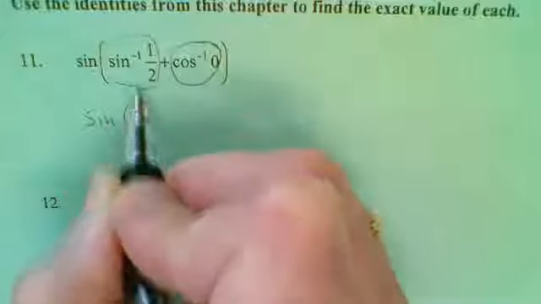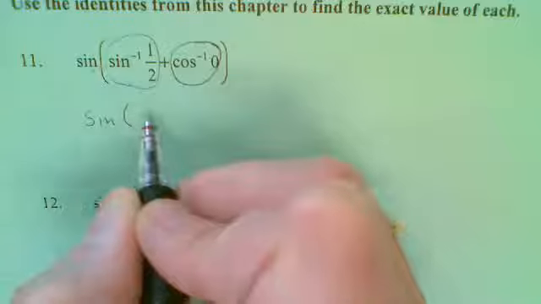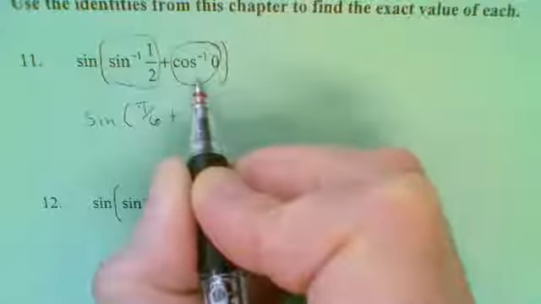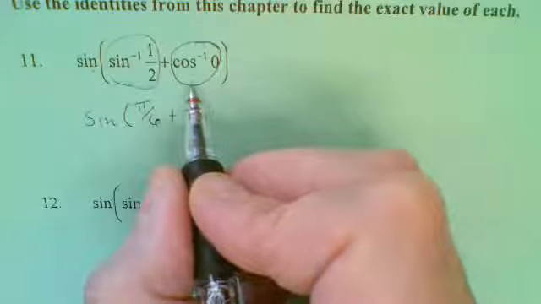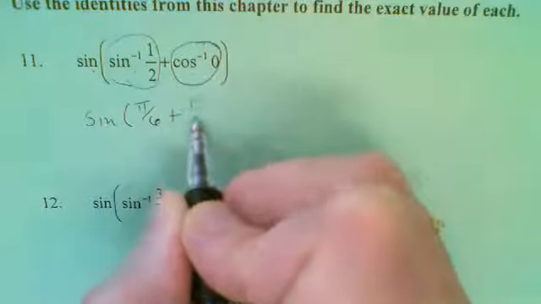What angle has a sine of 1/2? That would be when x is radical 3/2, so that would be pi over 6, plus what angle has a cosine of 0? That would be when the x value is 0. Remember, cosine goes from 0 to pi, so that would be at pi over 2.